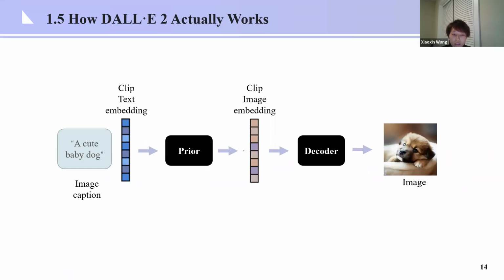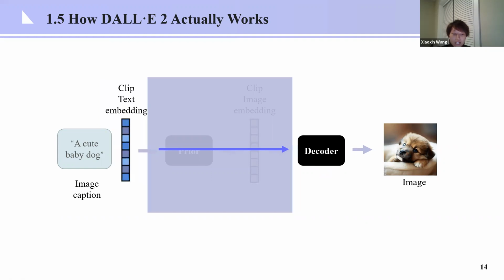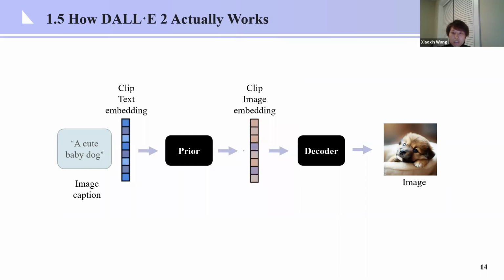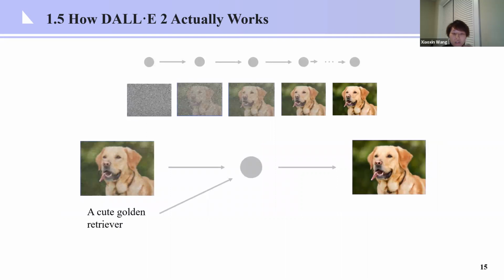So once the prior creates the CLIP image embedding, the next step is to create the image itself, and the decoder is responsible for that. The researchers tried the model by passing the caption directly to the decoder, and also the text embedding directly to the decoder. They found that having the prior actually yields the best result, something like this. So let's move on to the decoder.